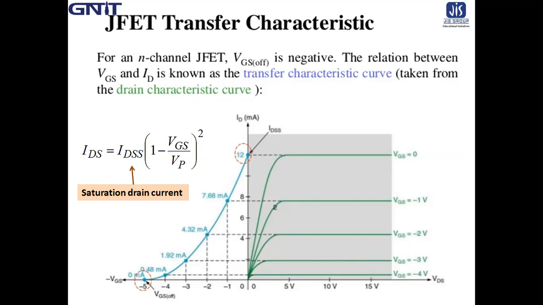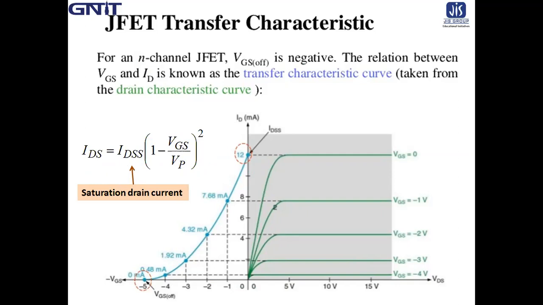And the transfer characteristics is very nearly like a parabola, and can be analytically expressed by the following relation: IDS equal to IDSS into 1 minus VGS by VP, whole square. So the expression is a parabola, and the nature of the curve is also a parabola.